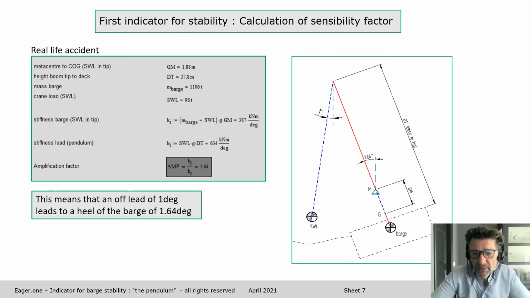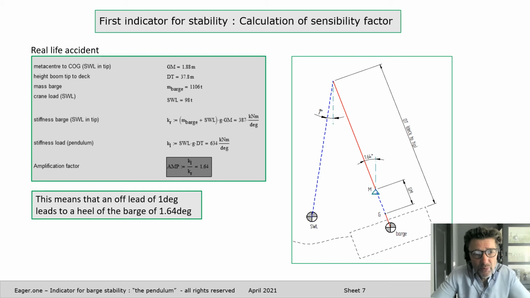As promised at the start of this presentation, we would teach you a quick scan technique in order to determine the stability of a crane barge combination using these two pendulum principles, the load line and the GM value, which you can see at the right picture drawn in blue dotted lines. Both have a stiffness which you can calculate.